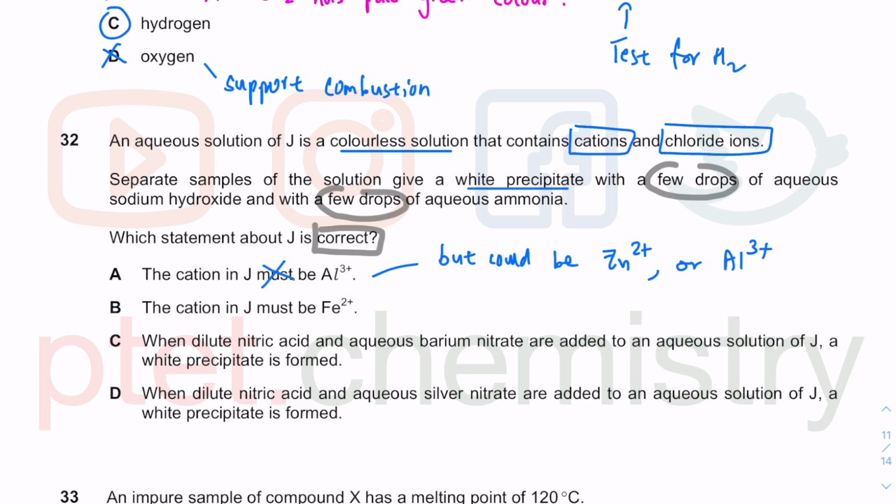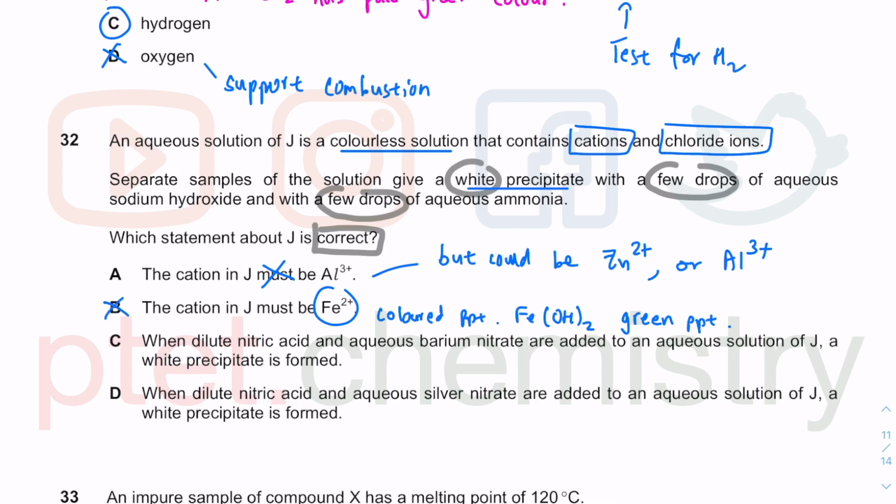Okay. Now this is a white precipitate. So this one, it will give you a colored precipitate. In fact, iron 2 hydroxide, Fe2+ OH twice, is a green precipitate that will turn brown on standing. And so, cannot be B.